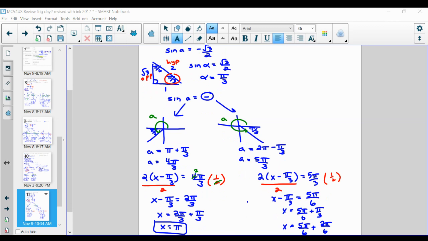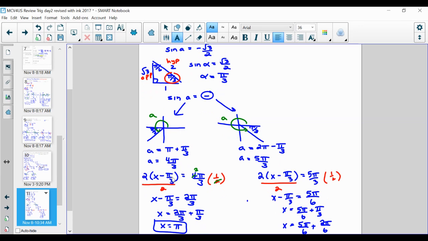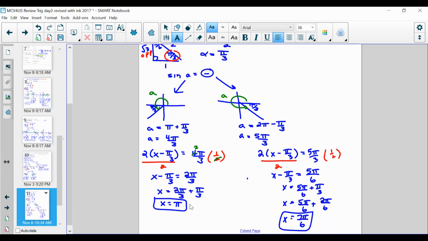However, that's A, and I have to replace that back with the 2 times x minus pi over 3. Same thing over here, and then simplify and isolate for x, which I've done here and here.